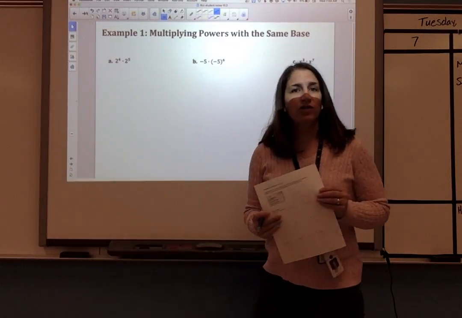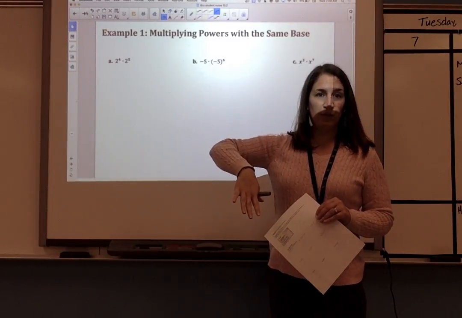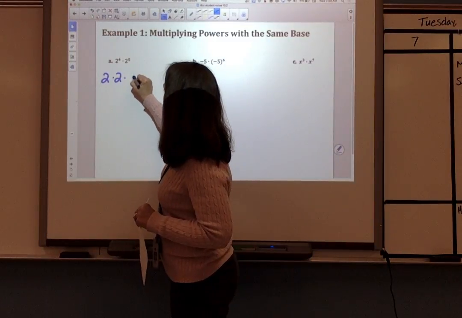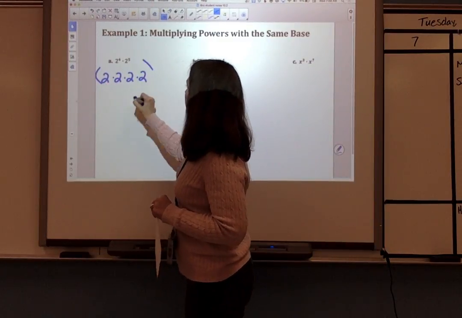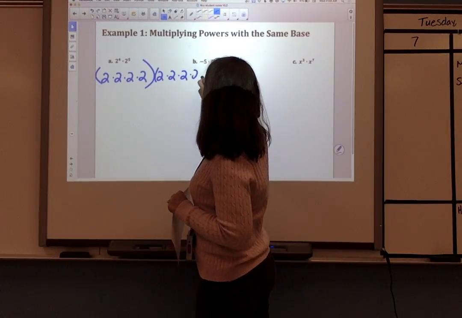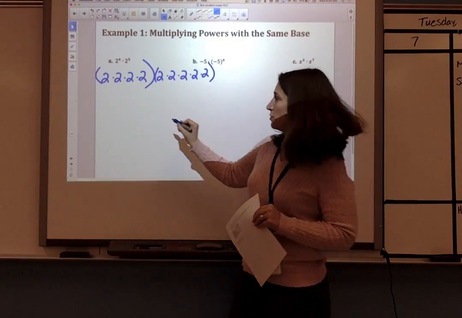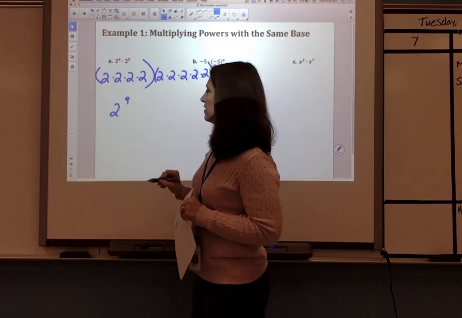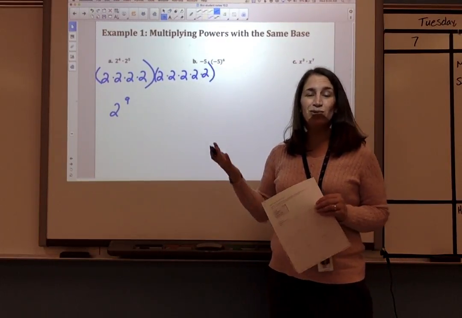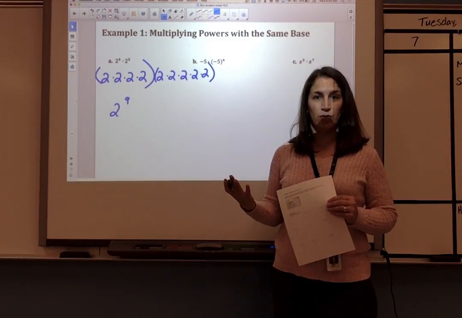Okay, so let's go ahead and do an example multiplying powers with the same base. I'm going to write the first one out in expanded form. So here we have 2 to the 4th, 1, 2, 3, 4, times 2 to the 5th, 1, 2, 3, 4, 5. And altogether, that's 9 2s, so that's 2 to the 9th power. Now, because we know this property, we don't need to always write it in expanded form. I'm just showing you that so that we can understand why it works.